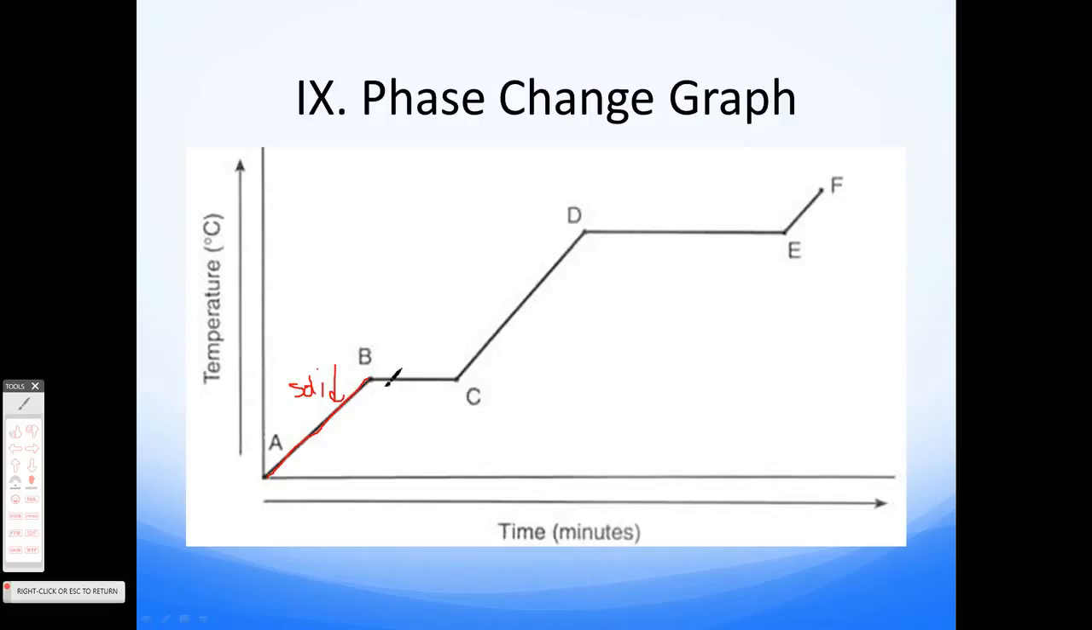Right here, this horizontal line, this is a phase change. So when solids get more heat, we're going to put an M for melting and an F for freezing. So what's happening here is this solid is heating up, heating up. Right here, it starts to change phase. Now it's melting. You'll notice the temperature remains exactly the same until it finishes melting, and then it turns into a liquid.